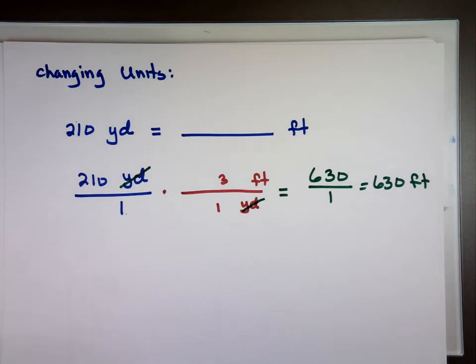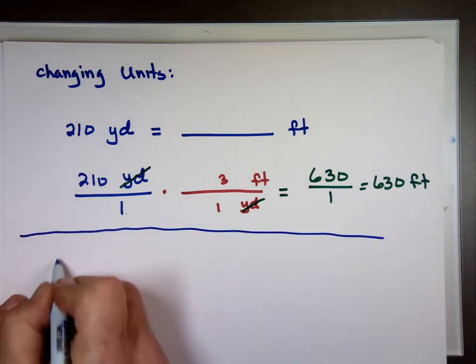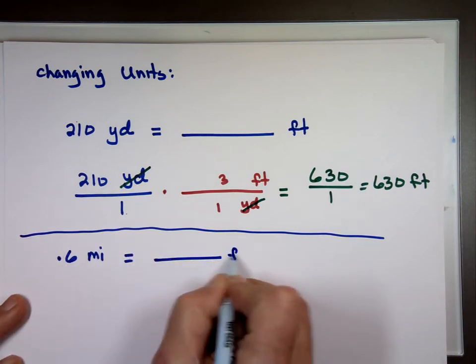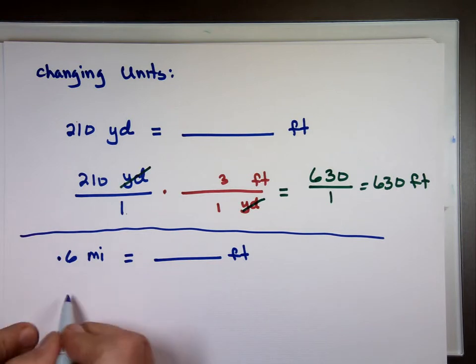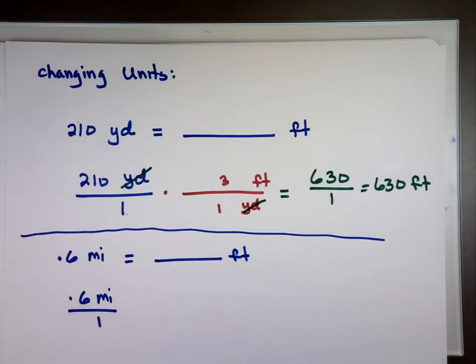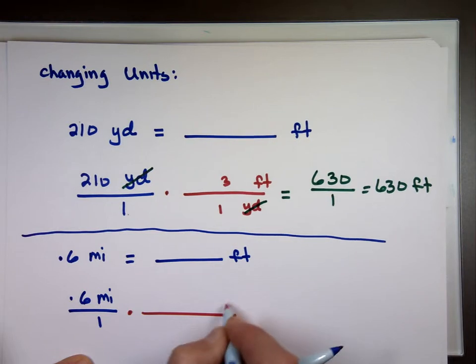That applies for anything we need to do. If I said to you, I have a distance of 0.6 miles, now I want you to give me that in feet. 0.6 miles to feet. Here we go. 0.6 miles over 1. Multiply it by. Here I have miles on the top. That means I need miles where? On the bottom, feet on the top.